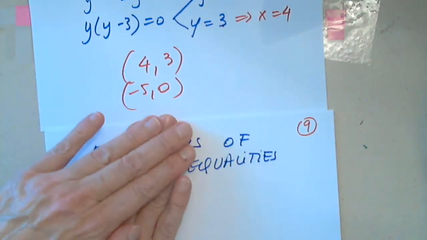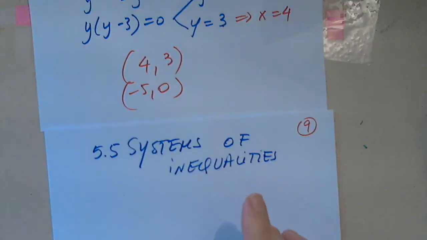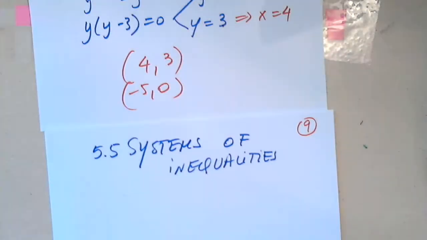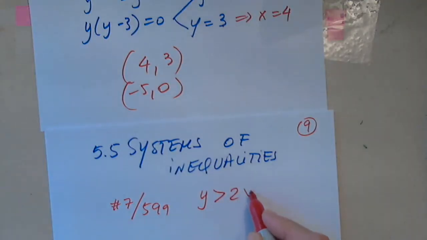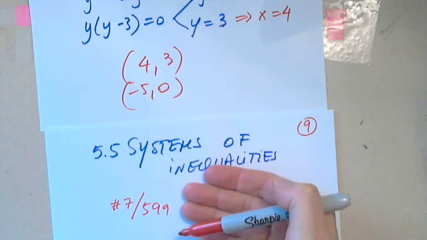Before we even talk about systems of inequalities, I'm going to talk about inequalities in two variables first. So, linear or nonlinear. We'll start with a linear one. Let's say number 7 on 599: y greater than 2x minus 1. So this is a linear inequality, but it has two variables. We have never seen this before.